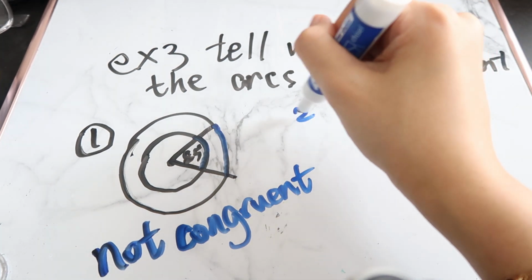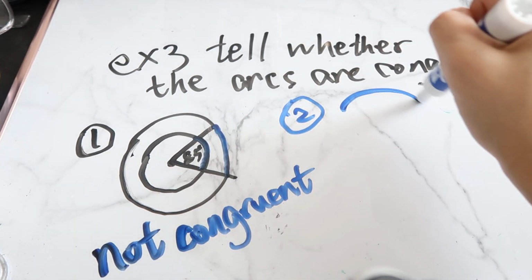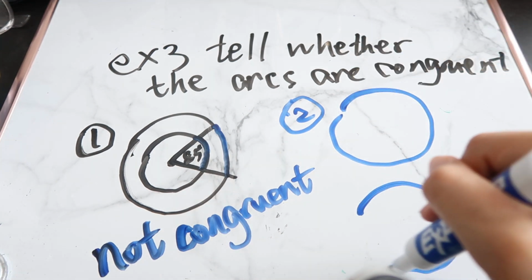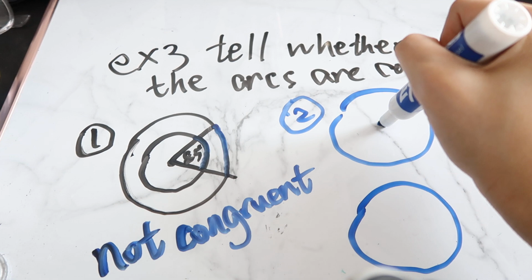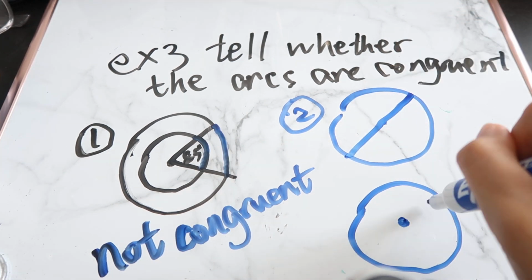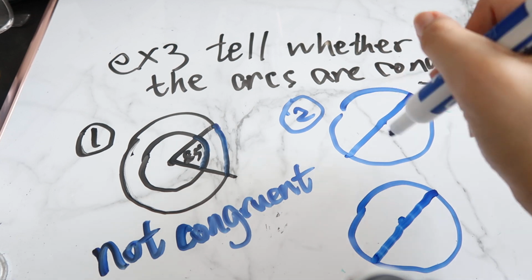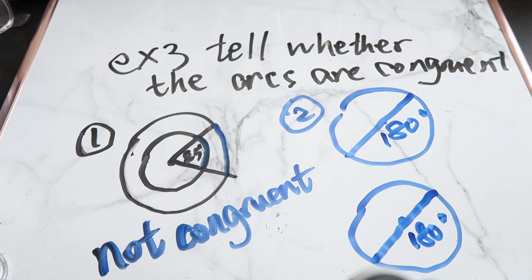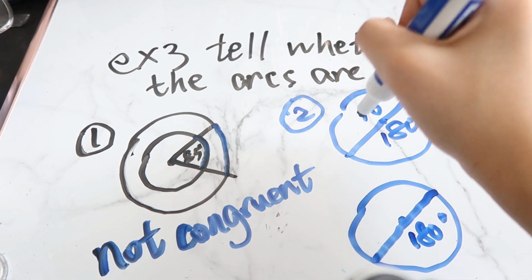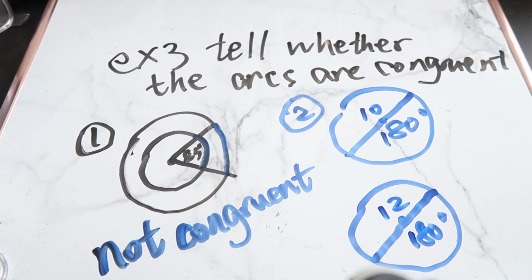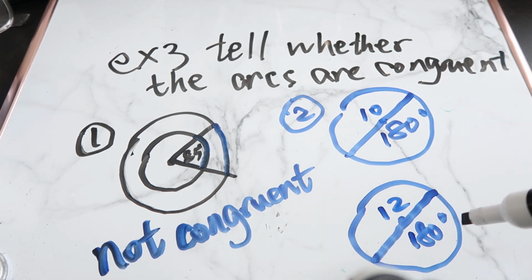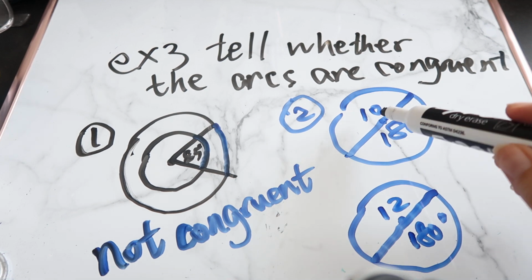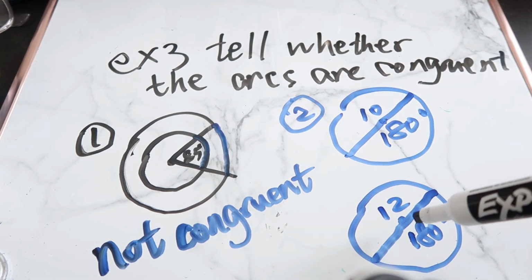Alright, let's take a look at number 2. In this case, we have two separate circles. And here's the center. So they're both 180 degrees. However, one of the lengths is 10, the other one is 12. So you can see how they both have the 180 degrees. That means the degree part is the same. However, the diameter for this one is 10 versus the diameter for this one is 12.